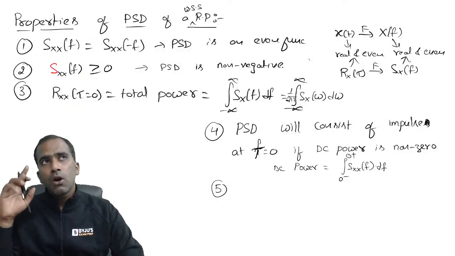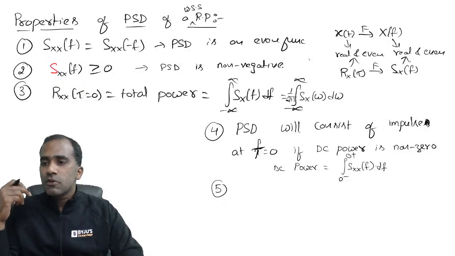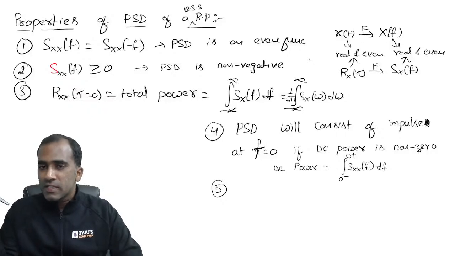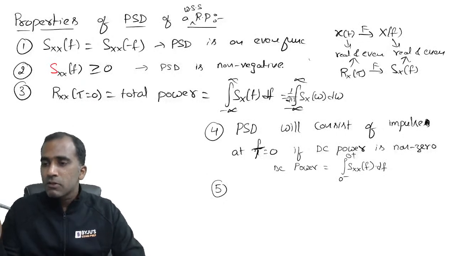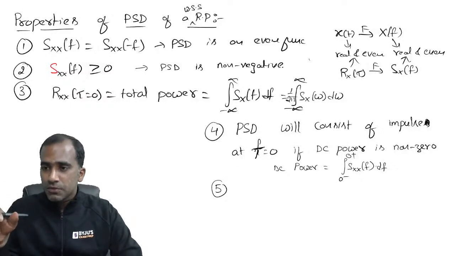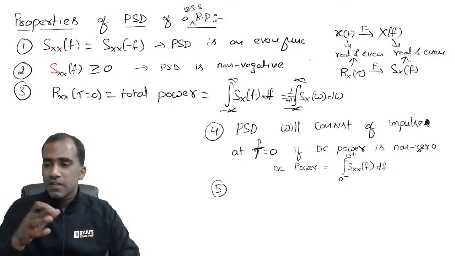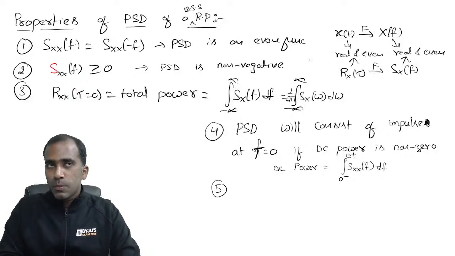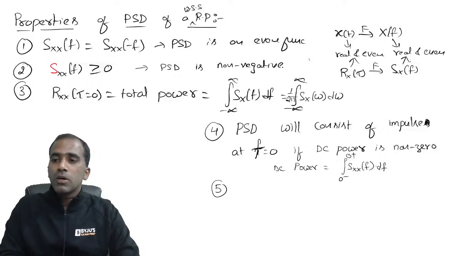Try to understand a cos omega naught t kind of signal. What is the Fourier transform of cos omega naught t? It is delta of f minus f naught plus delta of f plus f naught, right? Impulses are at other places. If there are impulses in the power spectral density at any location other than f equal to 0, it is because of cos or sine kind of signals in the time domain. So periodic components present in x of t means periodic components will be present in the autocorrelation also.